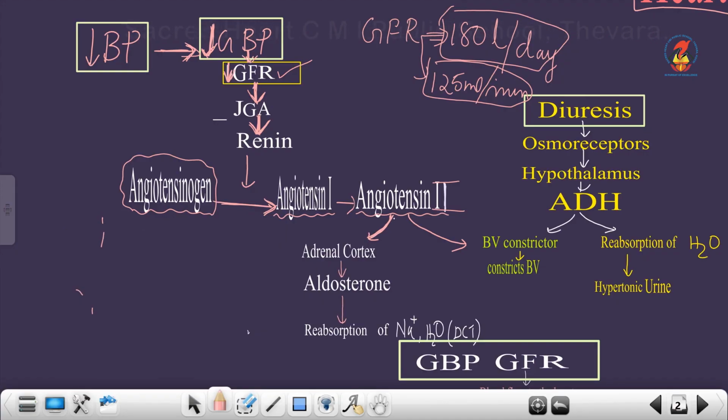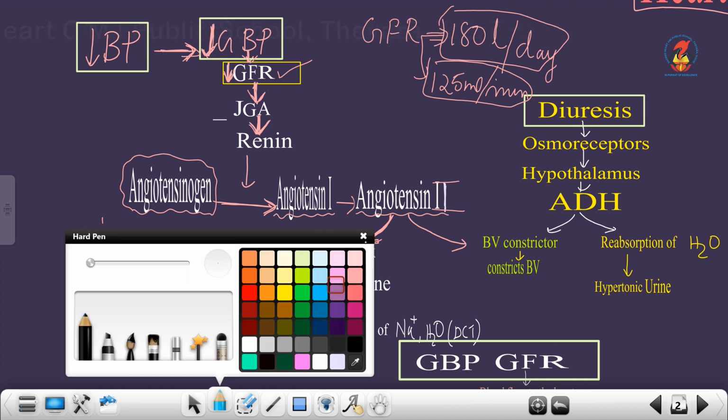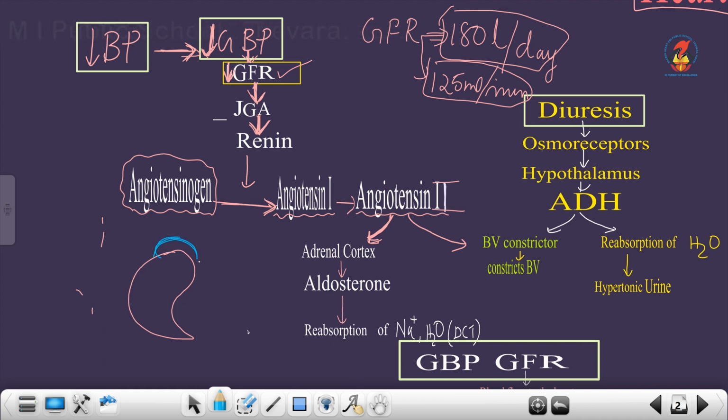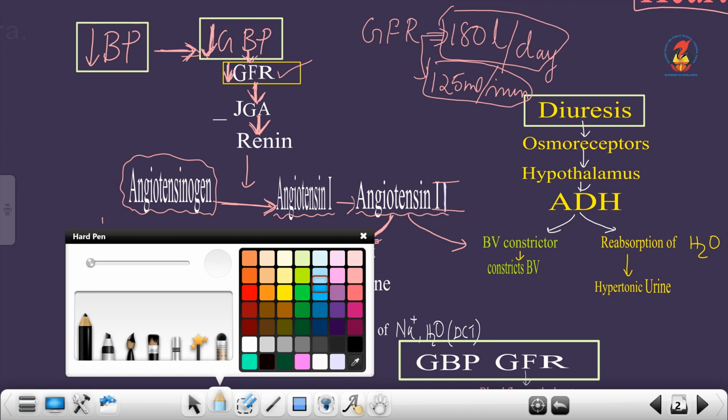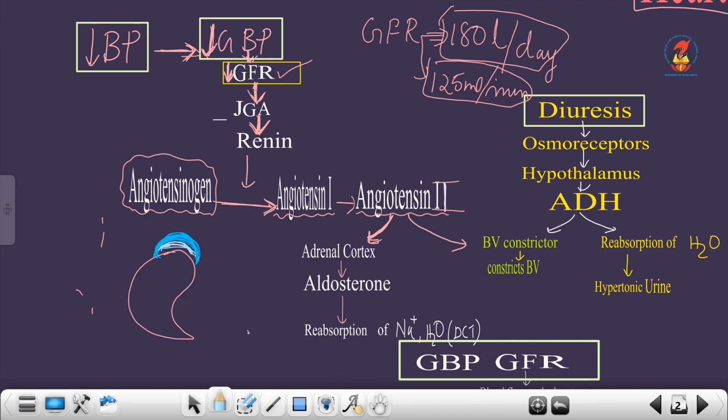We know the adrenal glands. It is located just above the kidney. If this is our kidney, you can see the adrenal glands like cup-shaped structures above the kidney. And this adrenal gland is also divided into two regions, outer cortex and inner medulla. This adrenal cortex produces a very important hormone called aldosterone.